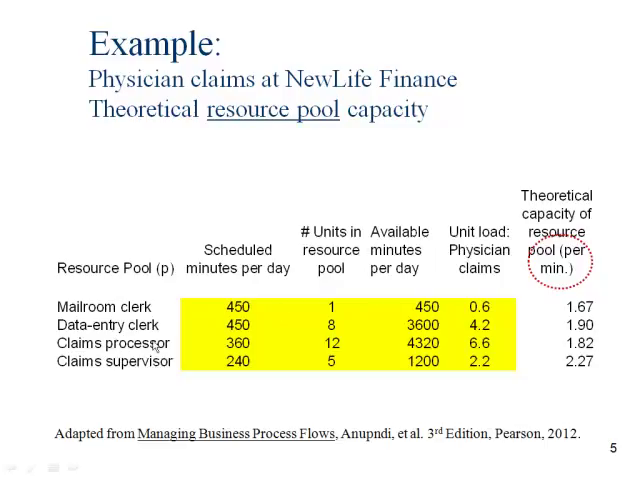After you do that, let's look at the data entry clerk. Each data entry clerk works 450 minutes per day. The number of units in the resource pool is 8, so the available minutes per day for data entry clerk is 3,600 minutes. The unit load per physician's claim is 4.2. So with regard to the theoretical capacity of the resource pool, we have 8 of them. They can handle a physician's claim in 4.2 minutes each. So in theory, this resource pool should be able to handle 1.9 physician's claims per minute. So make sure you understand that math for a second here.